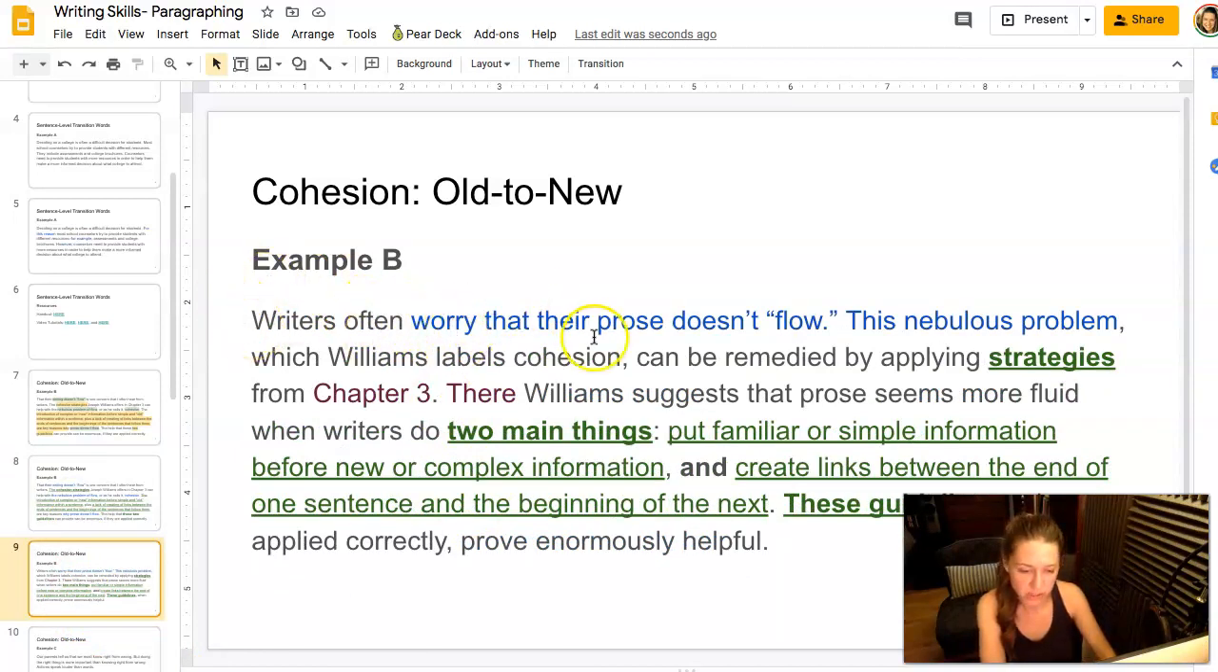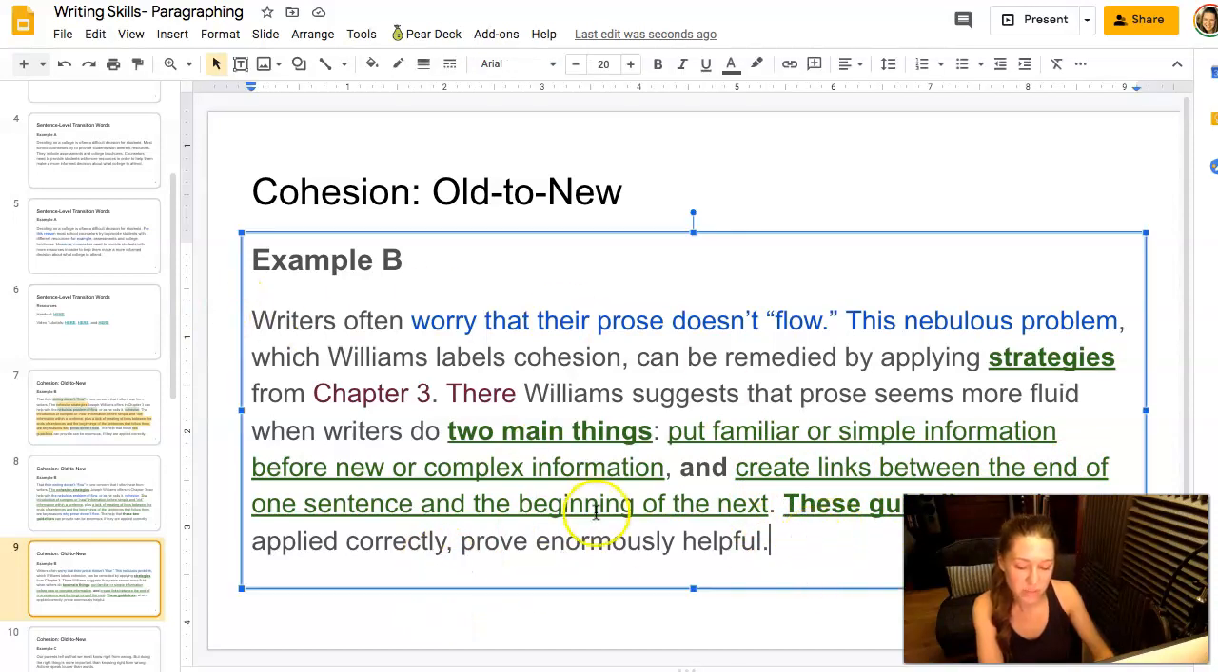Writers often worry that their prose doesn't flow. This nebulous problem, which Williams labels cohesion, can be remedied by applying strategies from chapter 3. There, Williams suggests that prose seems more fluid when writers do two main things: put familiar or simple information before new or complex information, and create links between the end of one sentence and the beginning of the next. These guidelines, when applied correctly, prove enormously helpful.